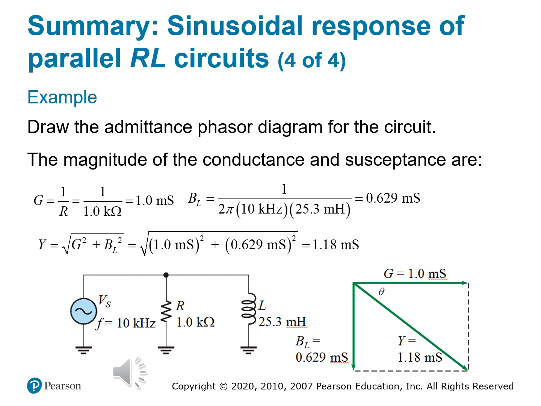The math is no different from what we've done before. We're just looking at different concepts. So your triangle now looks like this. You have G, which is equal to 1.0 millisiemens in the horizontal, B sub L, which is equal to negative 0.629 millisiemens in the vertical direction, and Y, which is equal to 1.18 millisiemens, which is the hypotenuse.